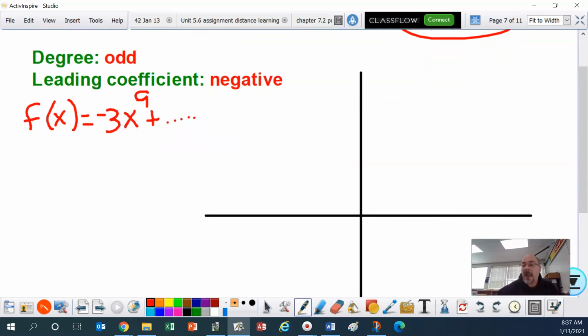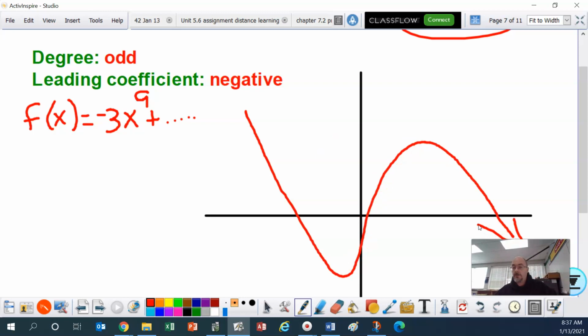Well, that graph is going to kind of look like this. It's going to have this going on. Again, the middle is not going to look like that. We don't care about the middle. We just care about the end behavior. What's happening at the end?